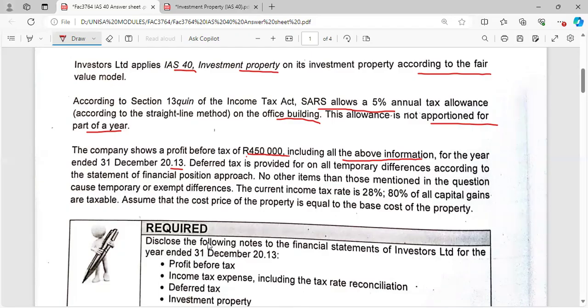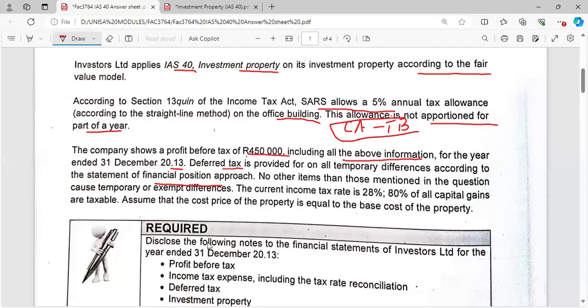Then they say no other items other than those. So when they talk of deferred tax according to the statement of financial position, you are just looking at the carrying amount of the asset and the tax base of the asset. So in your question, you should look at which are the assets in the question and which are the liabilities in the question. Then you determine your deferred tax from those. So that's basically what they mean here when they say you are going to use the statement of financial position.